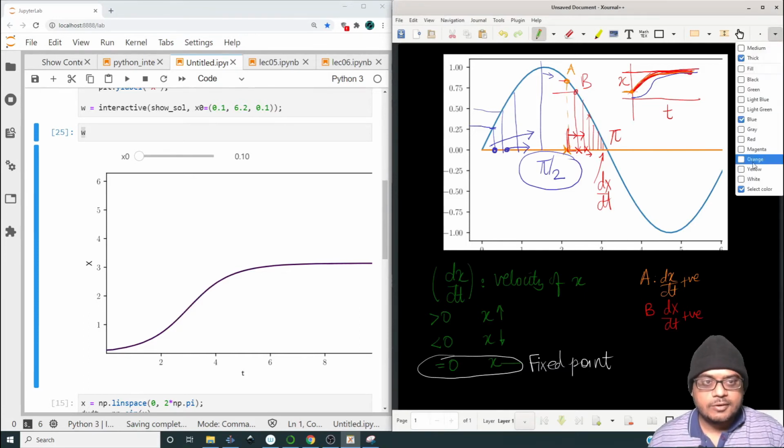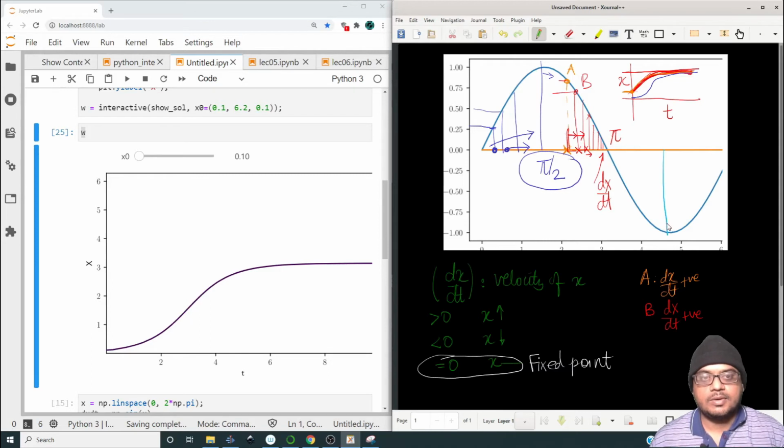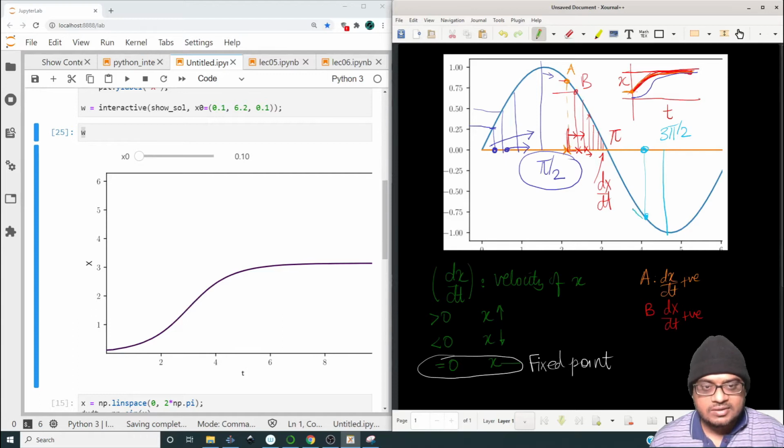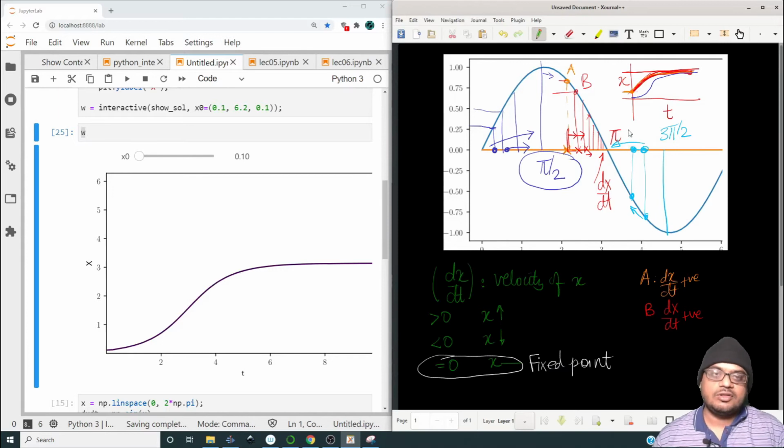Similarly, if we look at this point, this point is 3 pi by 2. If we have an initial point over here, the velocity is negative, dx/dt is negative, so the x value will reduce, so it will go towards this. Then the magnitude of velocity has reduced further, so it will very slowly asymptotically reach the value of pi. The value of x will tend towards the value of pi asymptotically.